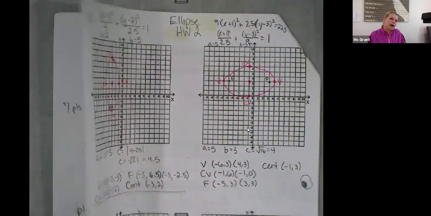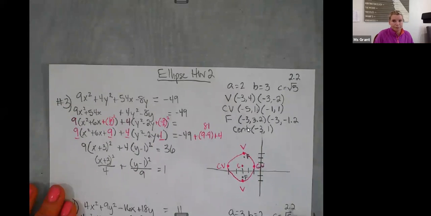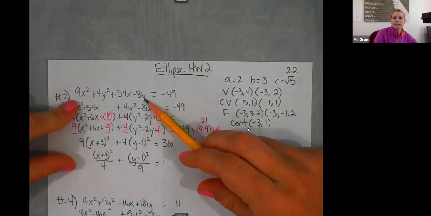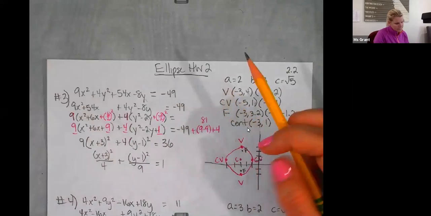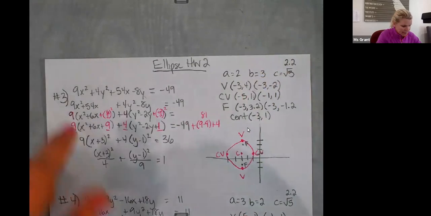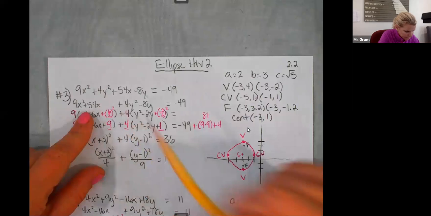All right, graphing number 3. Here we go. So this giant equation needs to be put into standard form. I moved over the 49, okay? I'm completing the square. I group the x's together and I group the y's together. So that's right here.